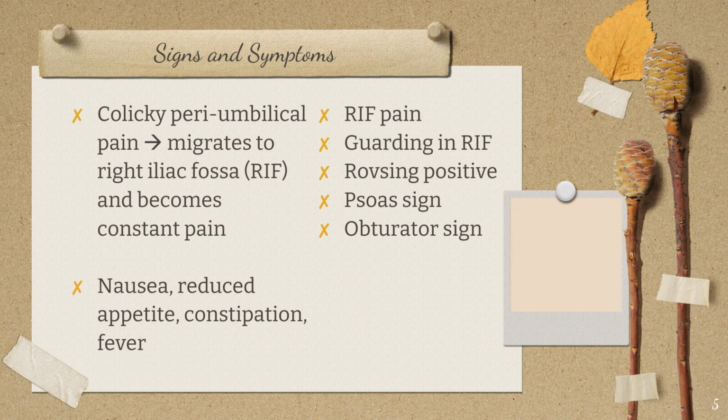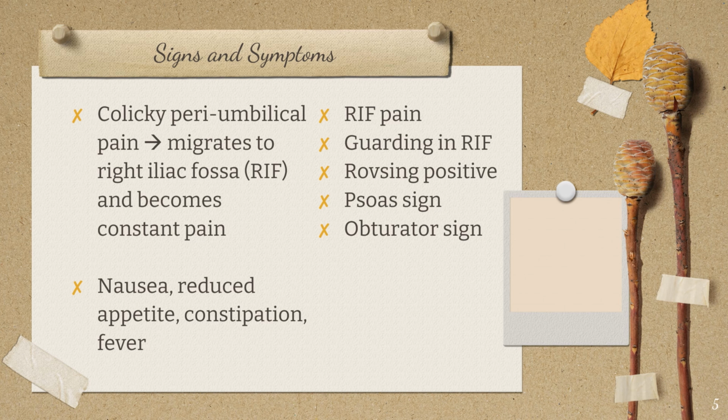Now, how does appendicitis present? Classically, it presents with colicky, periumbilical pain, which then migrates to the right iliac fossa and becomes constant. When patients describe this pain, they'll say that it happened within the last 2 to 3 days, so it's a very acute onset. If patients describe their pain lasting about a couple of weeks, 3 to 4 weeks, it's less likely to be appendicitis, because appendicitis has a very acute onset and it can be very difficult to manage at home. In addition to the pain, patients can also experience nausea, reduced appetite, constipation, and a fever.